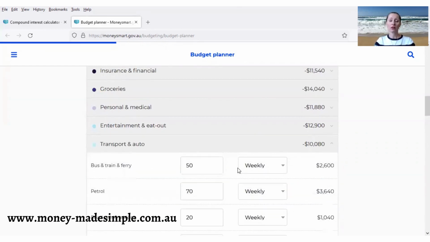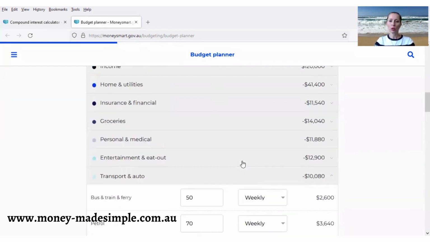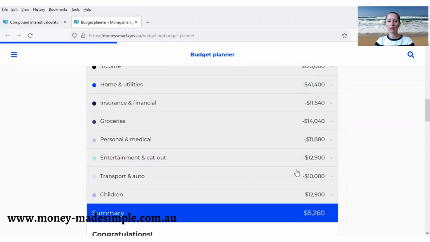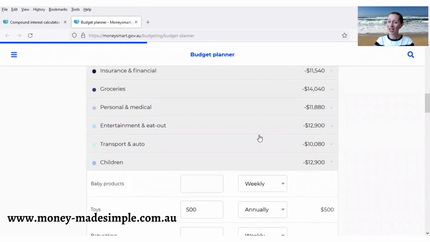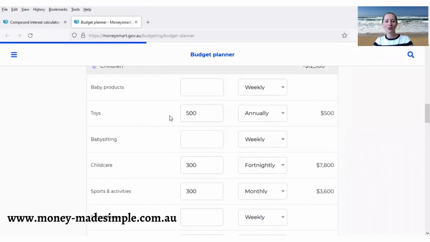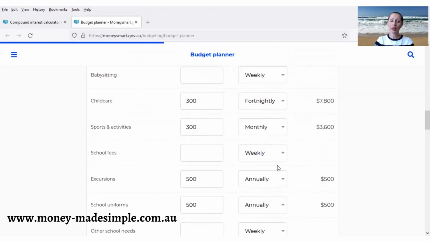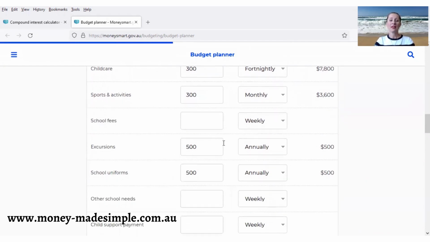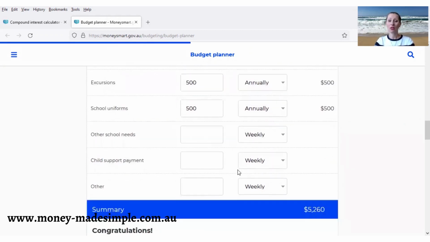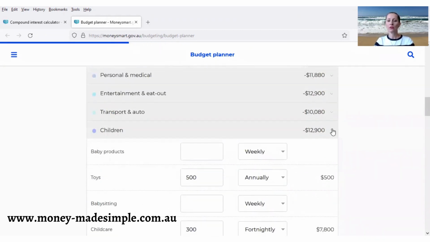Transport, cars, they're not cheap either. So there's a whole lot of expenses that go with that. And children, they're also not cheap. Toys, depending how old your children are. Childcare, also depending how old they are. Activities are not cheap either. They have excursions either during school holidays or through school. Even school uniforms, they're really not that cheap either. So make sure you factor all that in.